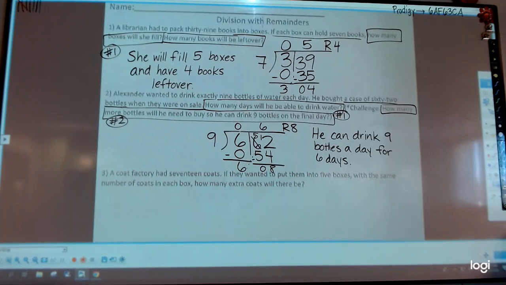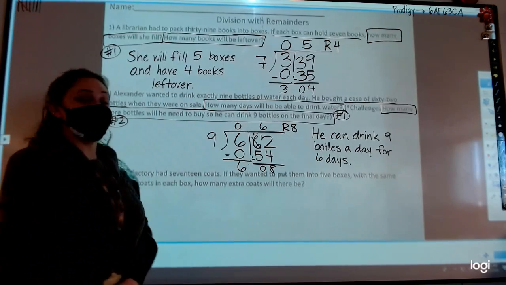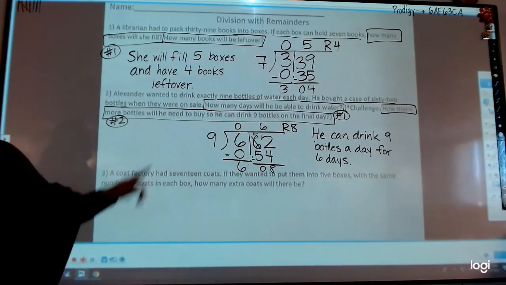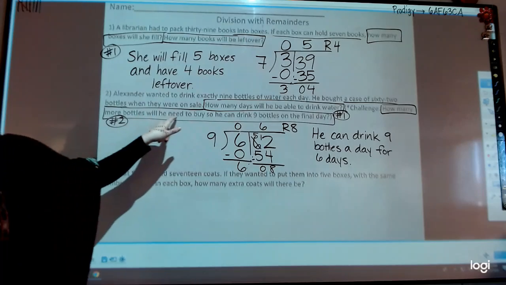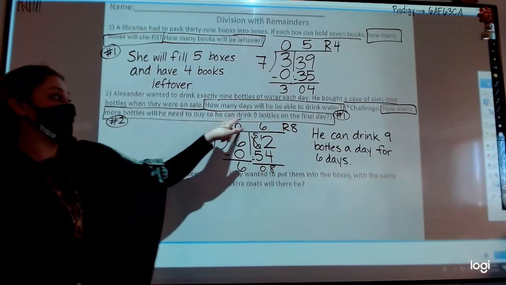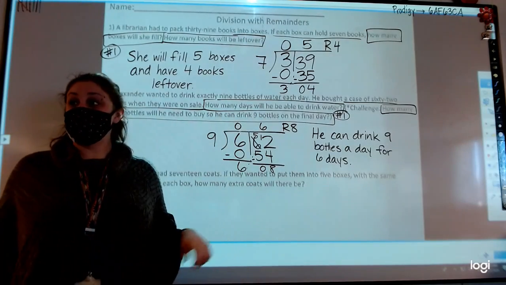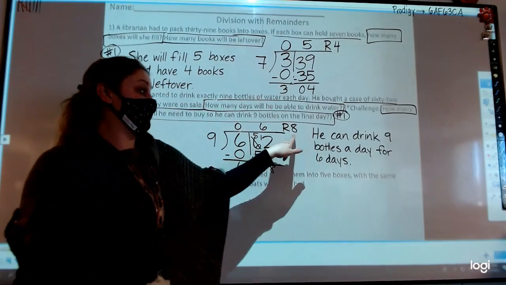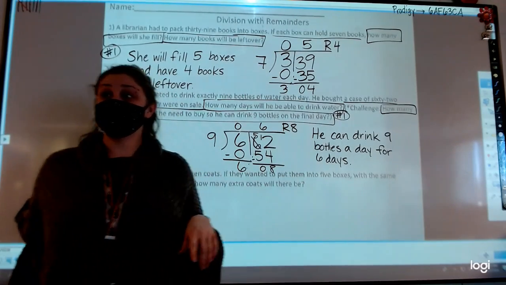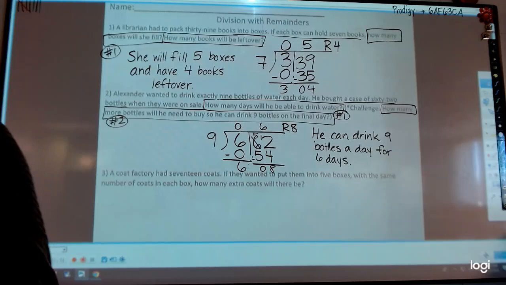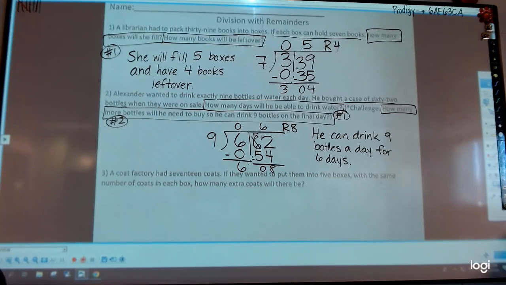Know that there's a remainder of 8 bottles left over. And in order to make it a complete day, he needs 9 bottles each day. So our question says, how many more bottles does he need to buy so he can drink 9 bottles on his final day? He had 8 left over, so how many more does he need? Josiah? 8. He has 8 left. So how many more does he need to make it 9?